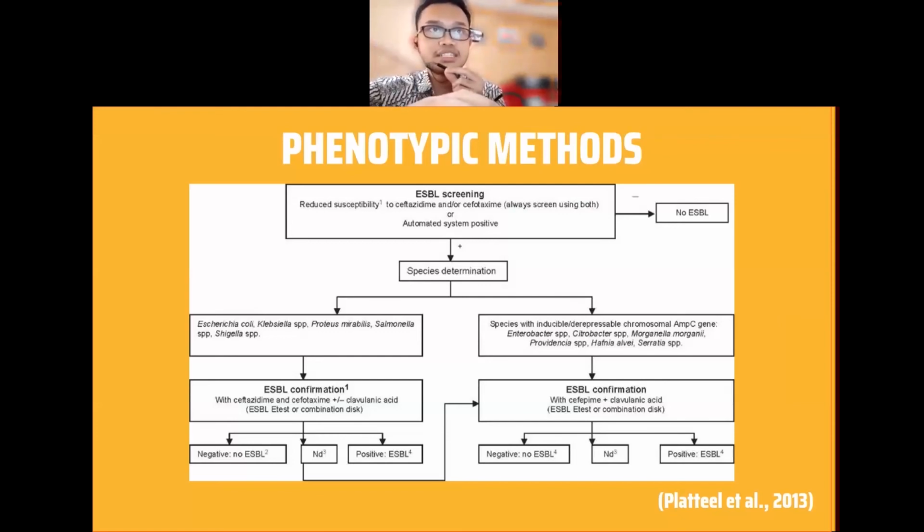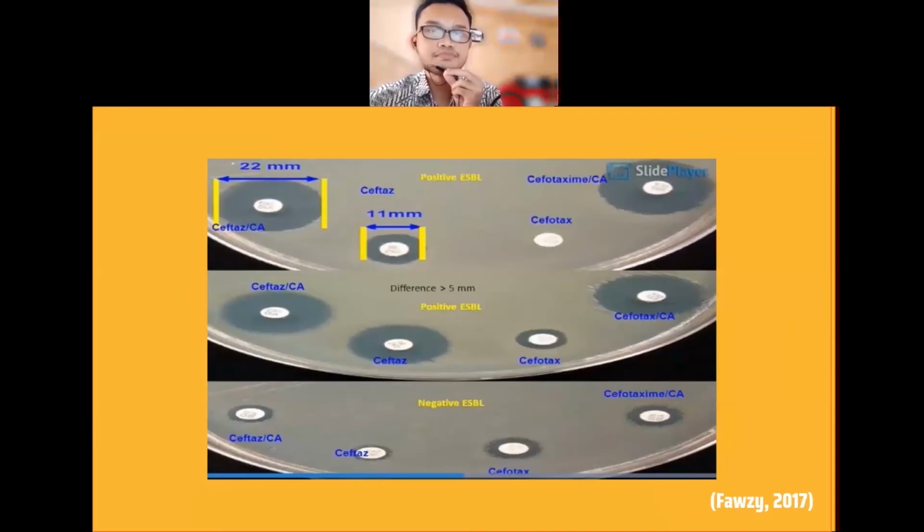The initial screen test is a filtering test to reduce susceptibility of cephalosporin indicators such as cefotaxime, ceftriaxone, ceftazidime, and aztreonam. Next is the ESBL confirmatory test that ensures the result. And at the end, the final result describes ceftazidime or cefotaxime with clavulanate synergy. These are the pictures of phenotypic methods.